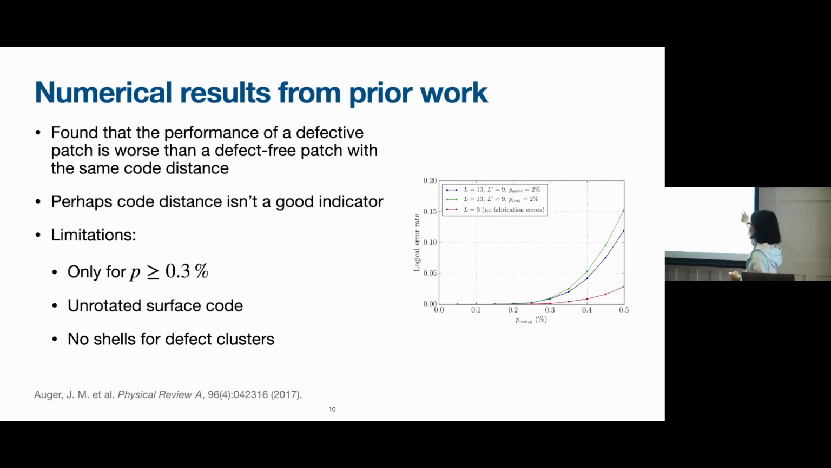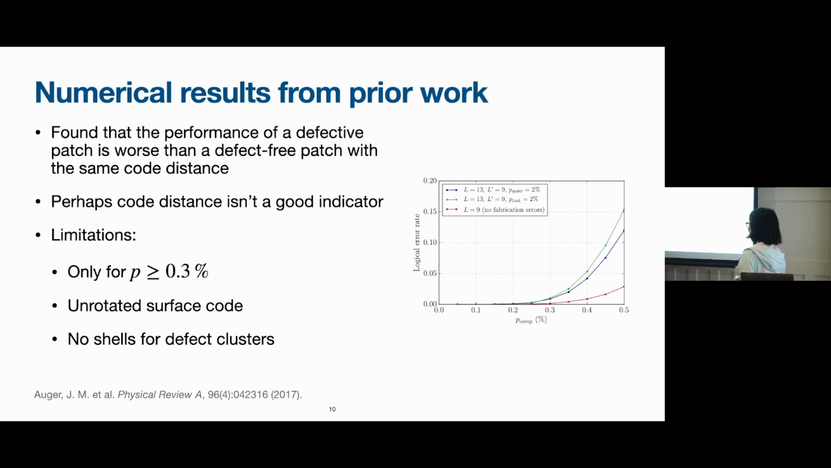So in this figure, which is from their paper, they're sampling defect distributions on a lattice with width 13, and then they're taking the defective patches that have code distance 9 and comparing them with the defect-free patches that are supported on 9 lattices, and they got this result. So after seeing their paper, we thought that, well, maybe code distance wouldn't be a good indicator, and let's try to find other indicators.